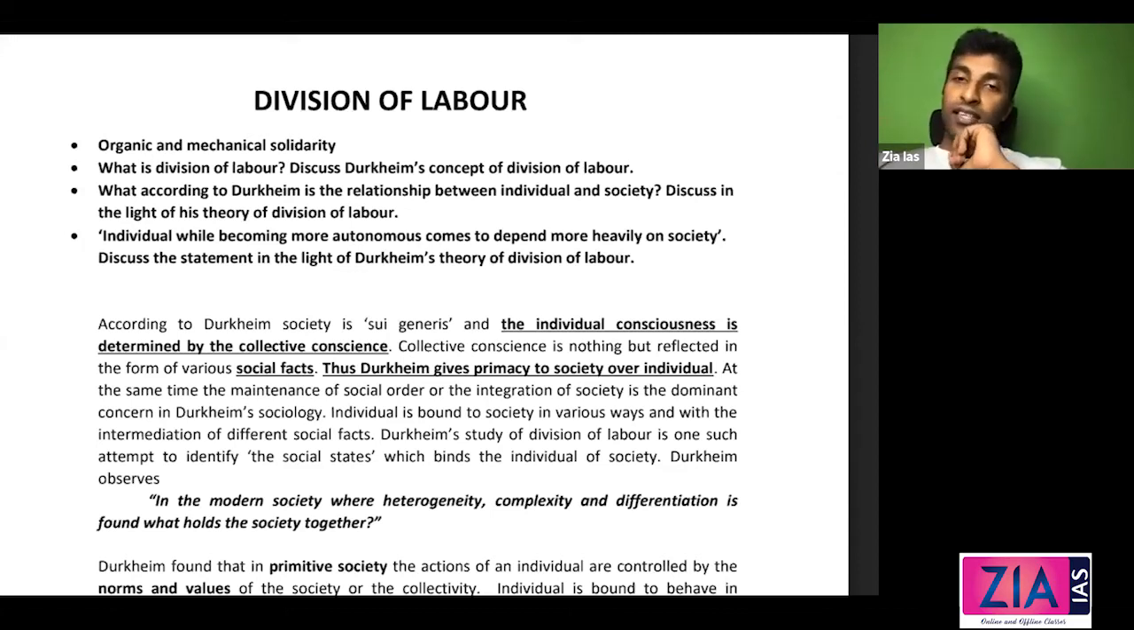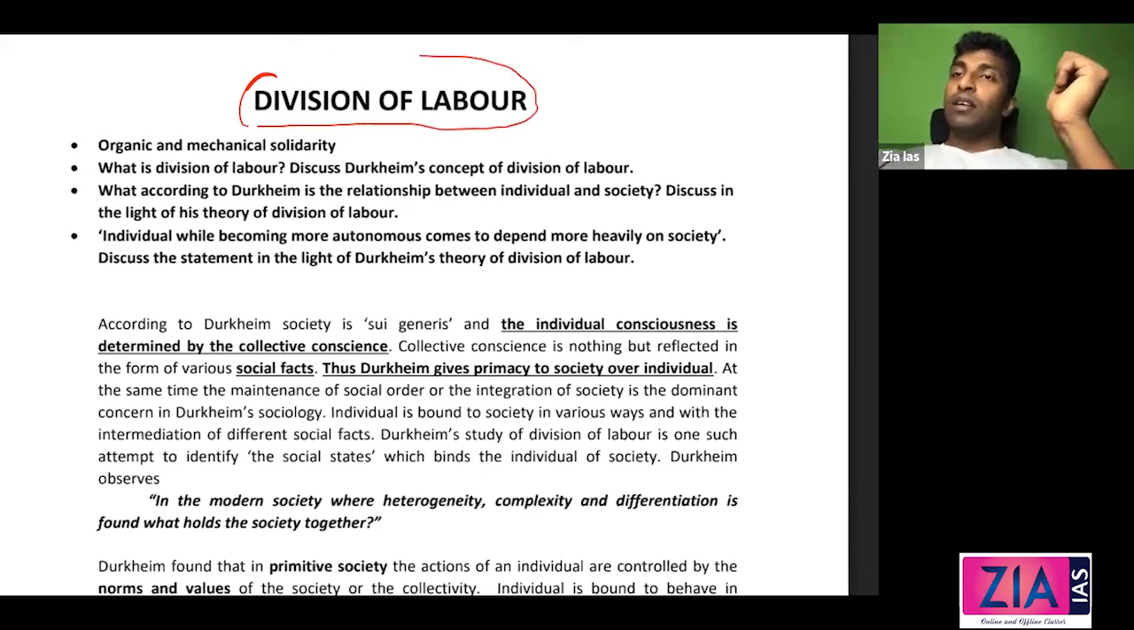So we'll start the session, guys. We'll start the first theory, division of labor. Okay. So here you will see exactly opposite to Marx.